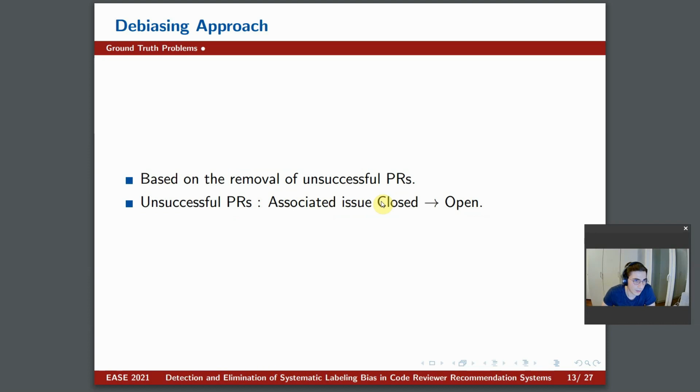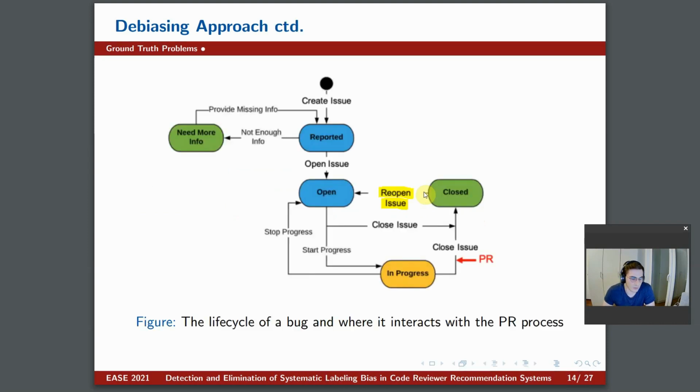Therefore, our debiasing approach is based on the removal of unsuccessful PRs. Again, an unsuccessful PR is one where the associated issue status goes from closed to open. Here's a visualization of it. Here is the issue status diagram, and when the status goes from closed to open, the issue is being reopened.